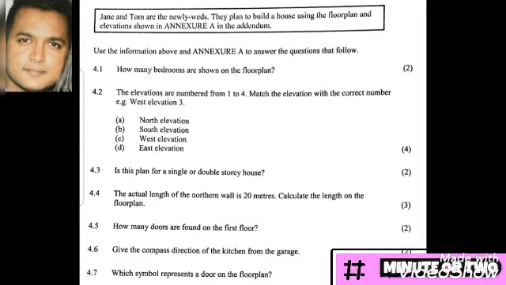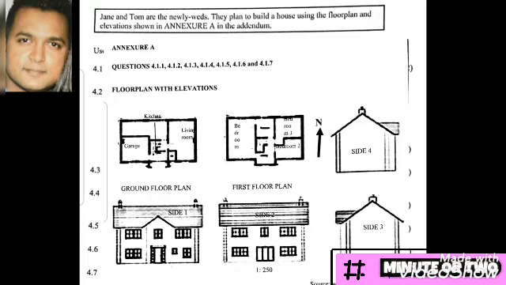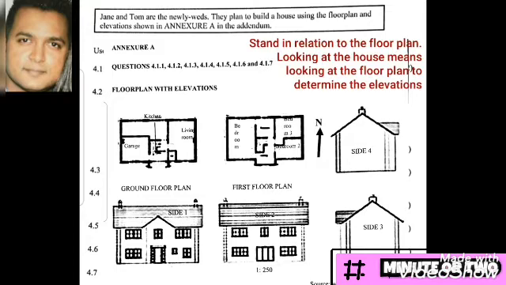4.2, the elevations are numbered from 1 to 4. Match the elevation with the correct number. Example, west elevation number 3. What we need to do here is look at the north sign that's indicated on your annexure page. You'll see that north faces above, and you will use your answers in relation to this. When you're choosing your elevations, the elevations face that direction.